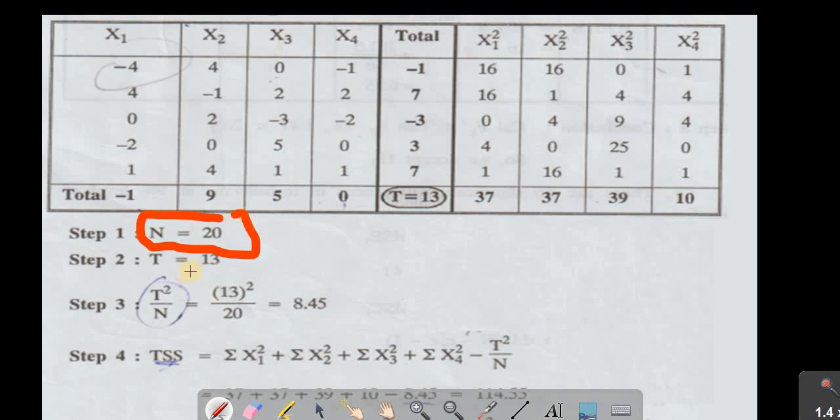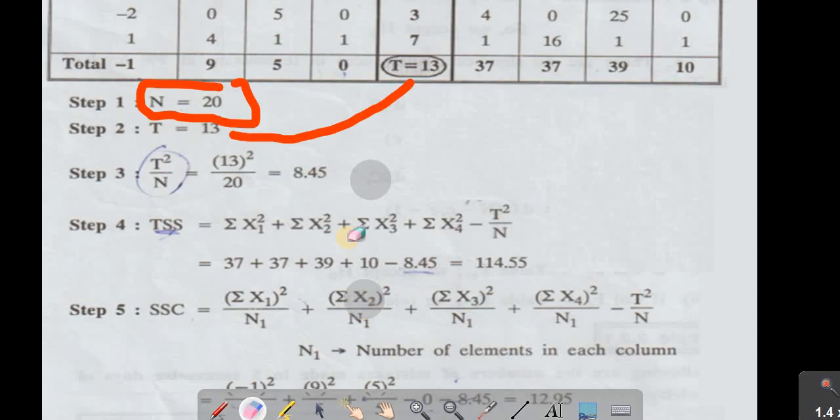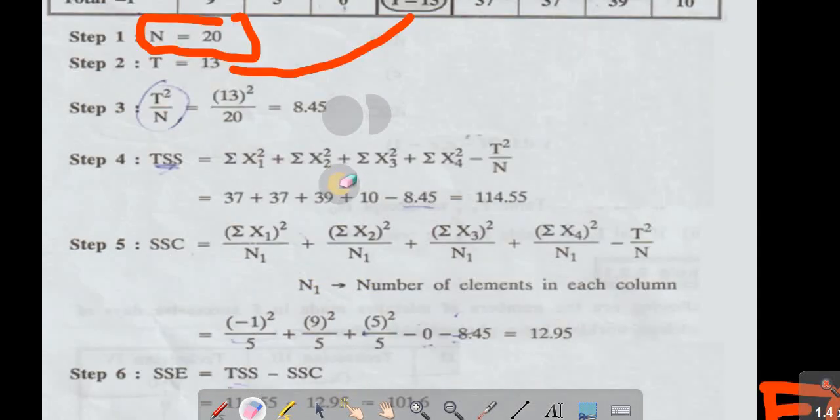Okay, now what about T? T comes from here. Now look at that, this is T. So from this T we get this. Now the error term, how can we get the error term? T squared by N. So T is 13, so 13 squared divided by 20, that's 13 squared divided by 20, which is 8.45. Now the components of the ANOVA box, we have to find out here.